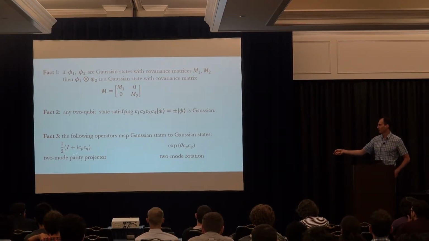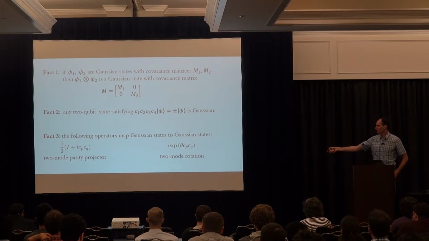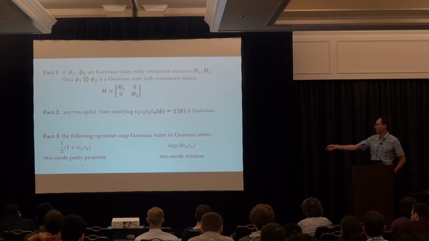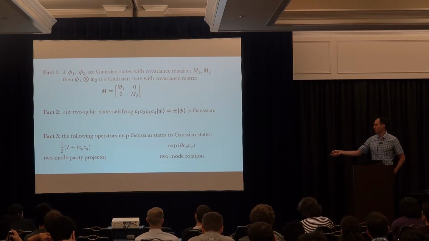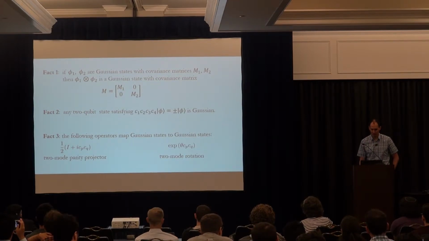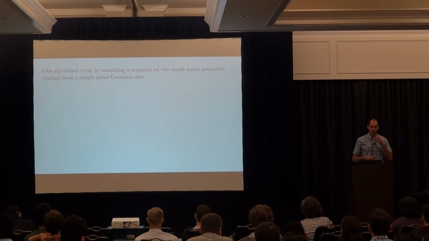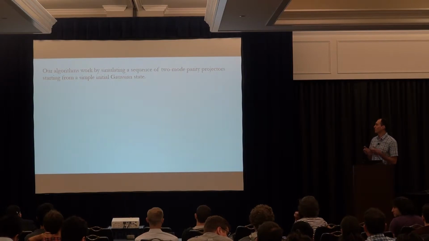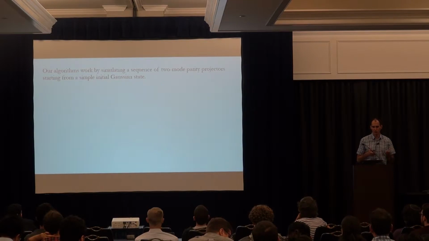In particular, one important example is this 2-mode parity projector. This operator i C_p C_q is a Hermitian Pauli operator, and this is the projector onto the eigenvalue +1 for this Pauli operator. So our algorithms work by simulating a sequence of 2-mode parity projectors, and these measurements start from some simple initial Gaussian states.